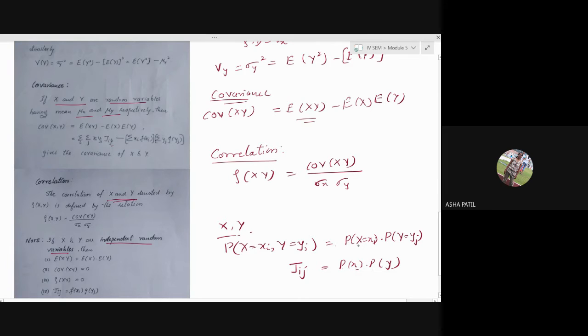Actually, probability that x is equal to x1 means, how will you write it? Don't get confused. What will you write? Probability that x equal to x1 means, how will you denote?